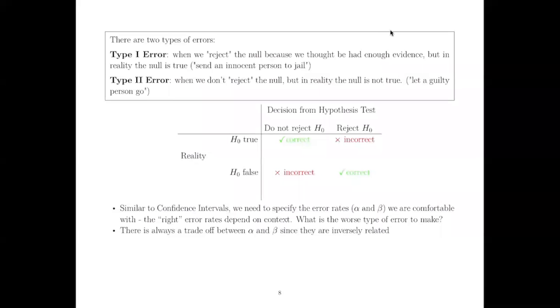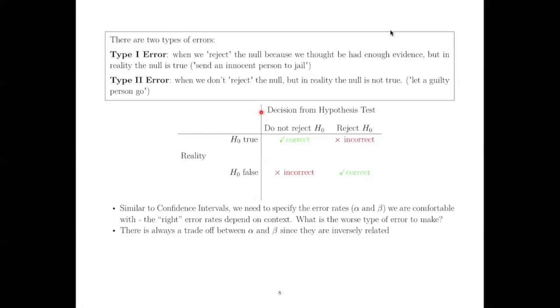So there's several different kinds of errors that we can get when we do a hypothesis test, because we really never know what's going on underneath. We're just getting our best guess from the data that we have. A type 1 error is when we go through and reject the null hypothesis because we thought we had enough evidence, but in reality, the null is really true. So sometimes they'll talk about sending an innocent person to jail.